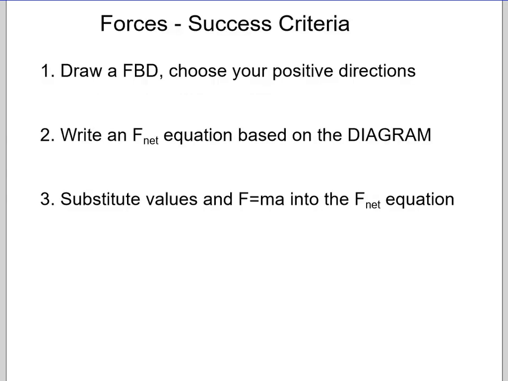So just a reminder, for all of these, the success criteria is going to be: draw a free body diagram, choose your positive directions, write an F-net equation based on the diagram. So this is really important. I'm going to say that again and again and again. It's based on the diagram, so learn to make a really good diagram. Substitute values for F equals MA and F-net into the F-net equation, and we solve.